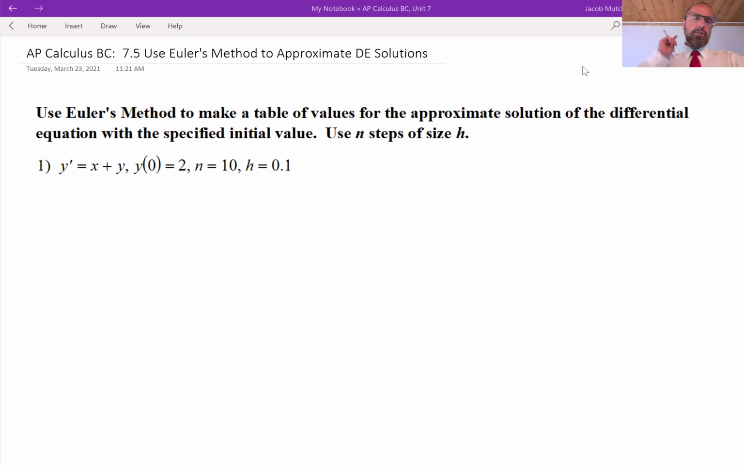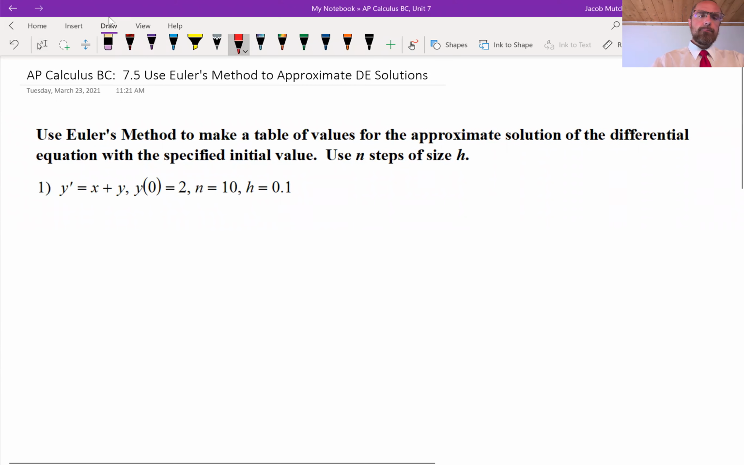So the way I want to start is I just want to define my successive x values. So I'm going to define x sub 0 first of all, and that's my initial condition. So x sub 0 I can see here is 0. And then as I go, I'm going to use my step value to increase the x value. So I'm adding 0.1 to 0. So x sub 1 is 0.1. X sub 2 would add another 0.1 to the value of x sub 1, so that's going to be 0.2. And you can see how that goes.